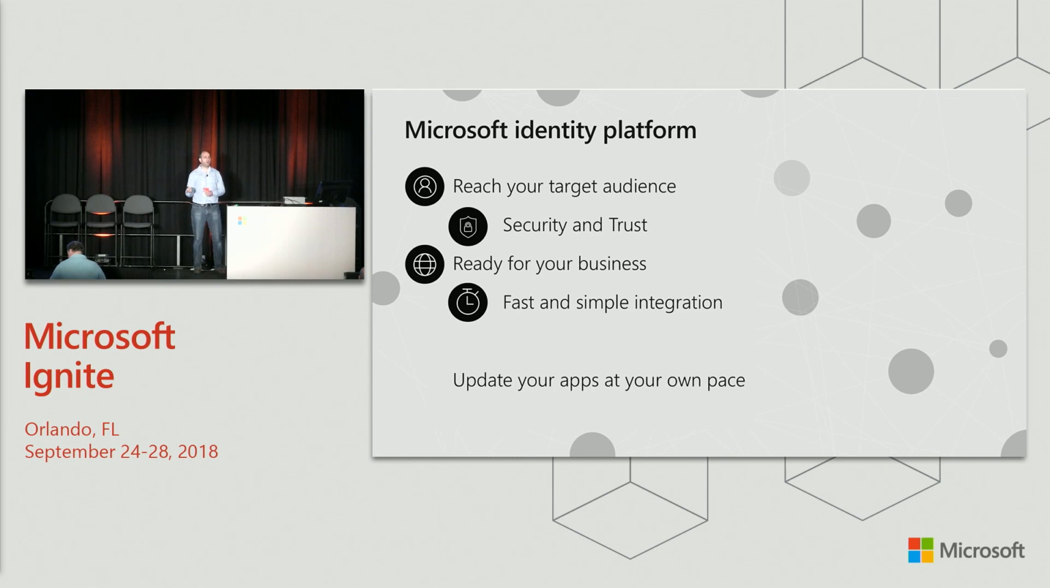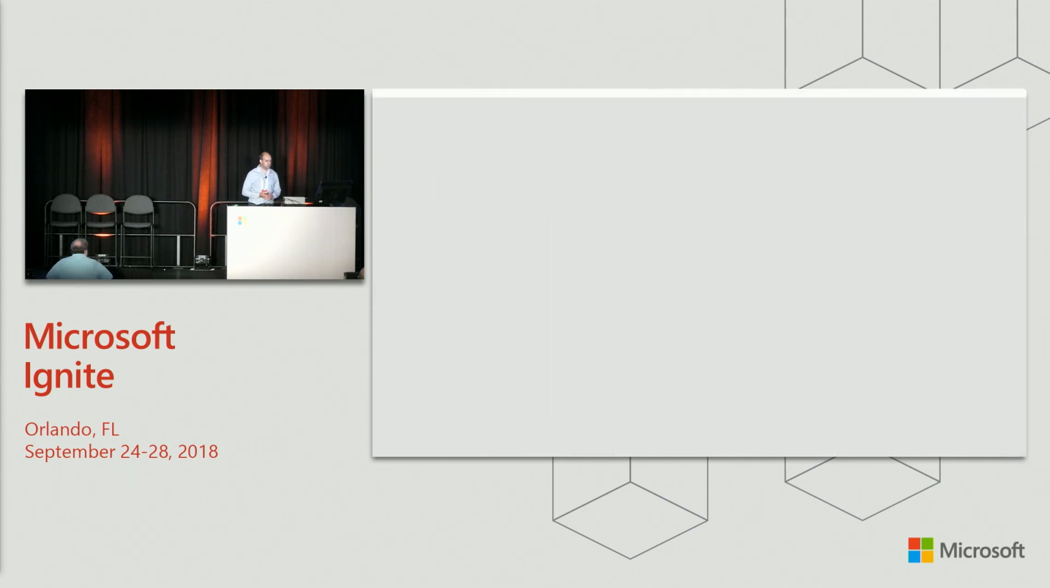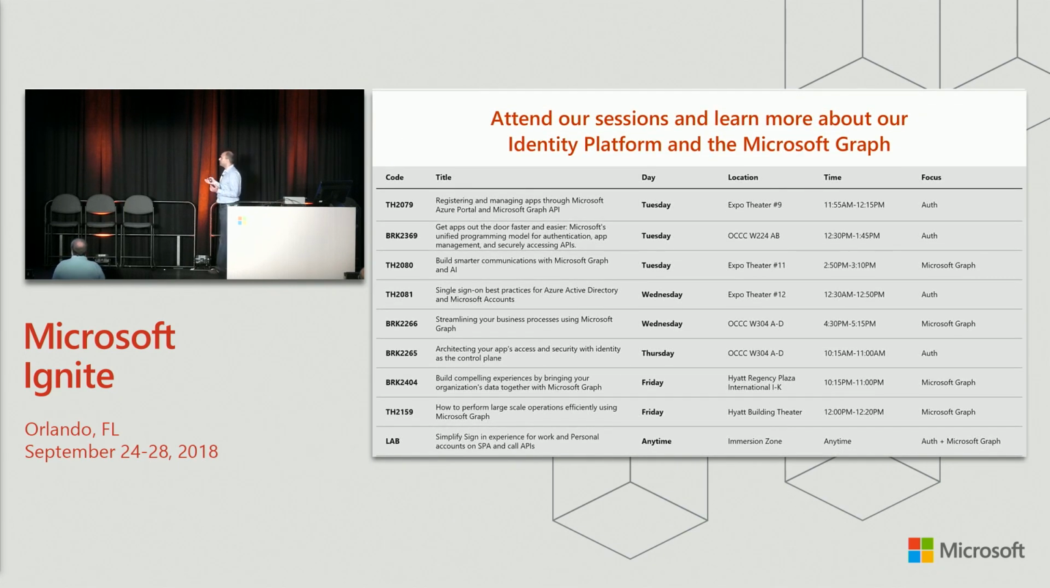We have a lot of sessions here to learn more about the identity platform and the Microsoft Graph. Kyle here is going to give a session about architecting your app's access and security. He's going to cover a number of really interesting topics like the architectural decisions between multi-tenant apps and single-tenant apps, the different flows that you might use, a bunch more about permissions and consent. I'm giving a theater talk tomorrow, focusing on SSO and the best practices around SSO. So be sure to check us out.